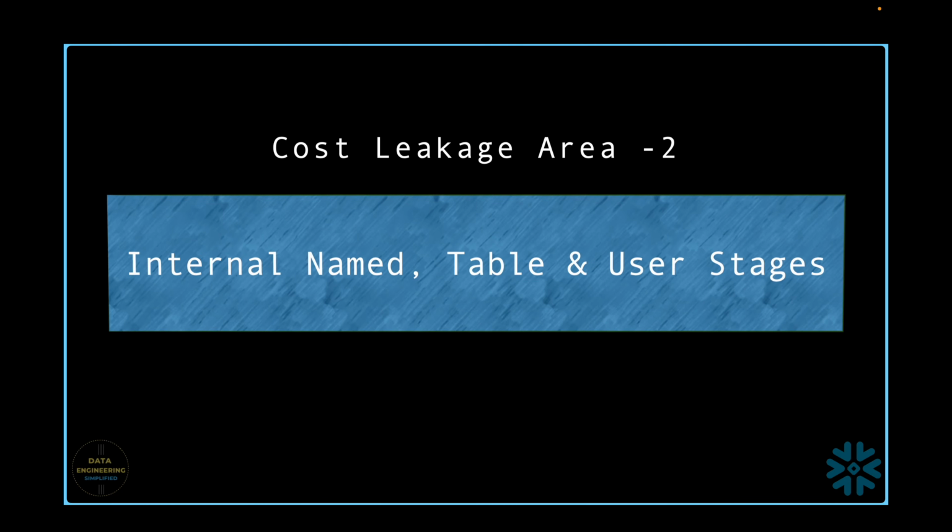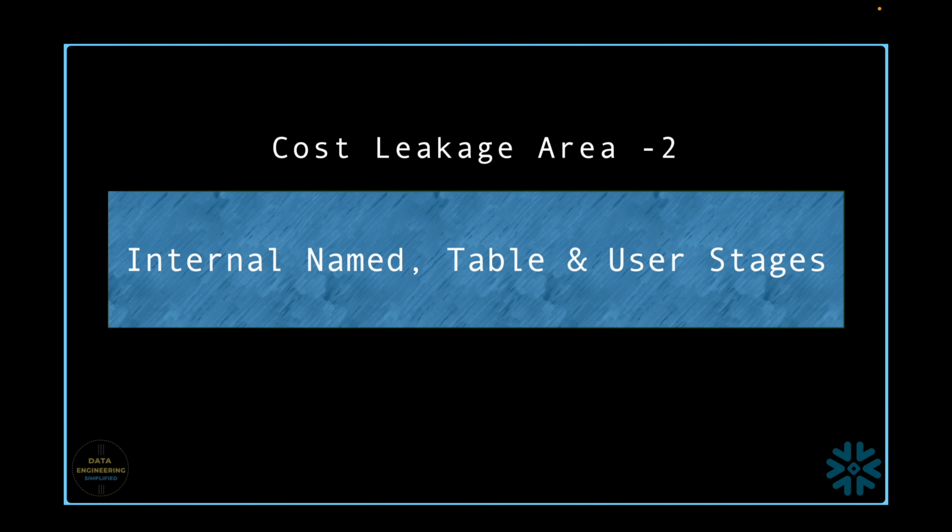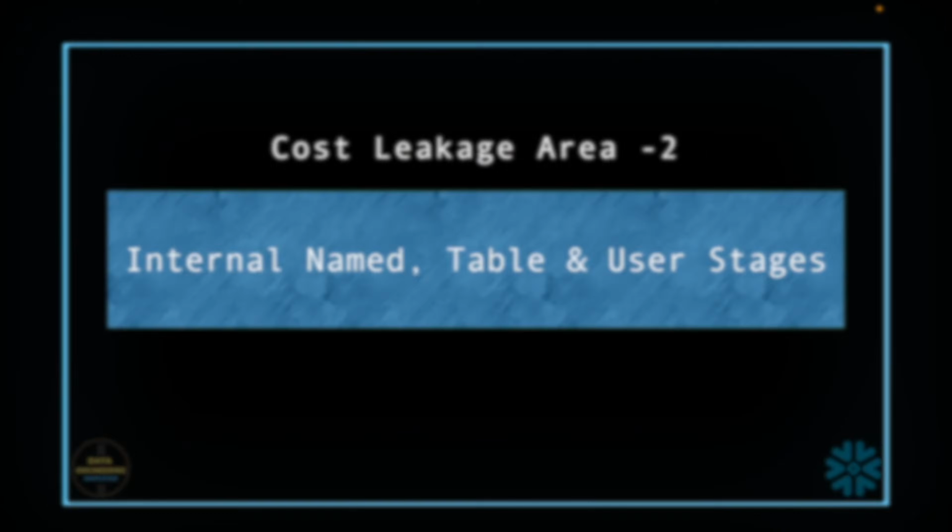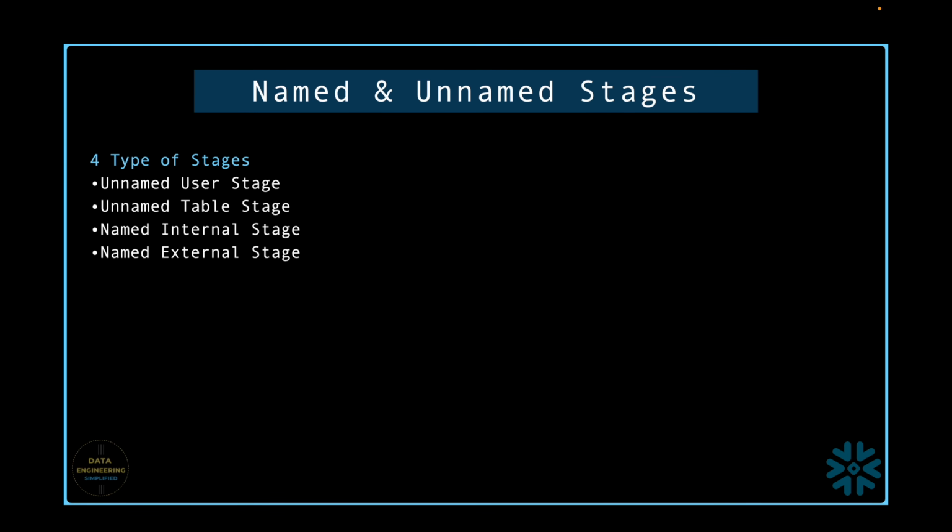Let's talk about internal named stages, table stages, and user stages. There are 4 types of stages in Snowflake. User and table stages are called unnamed stages. We can also create internal named stages. External named stages don't have any storage cost, but all other stages have storage cost. You can store any kind of file inside these named and unnamed stages. Snowflake has no restriction of size and file format.